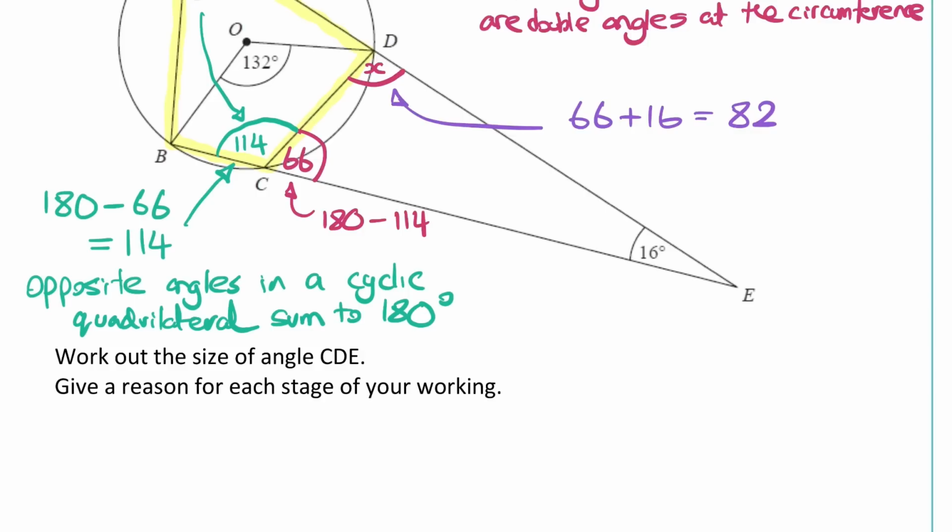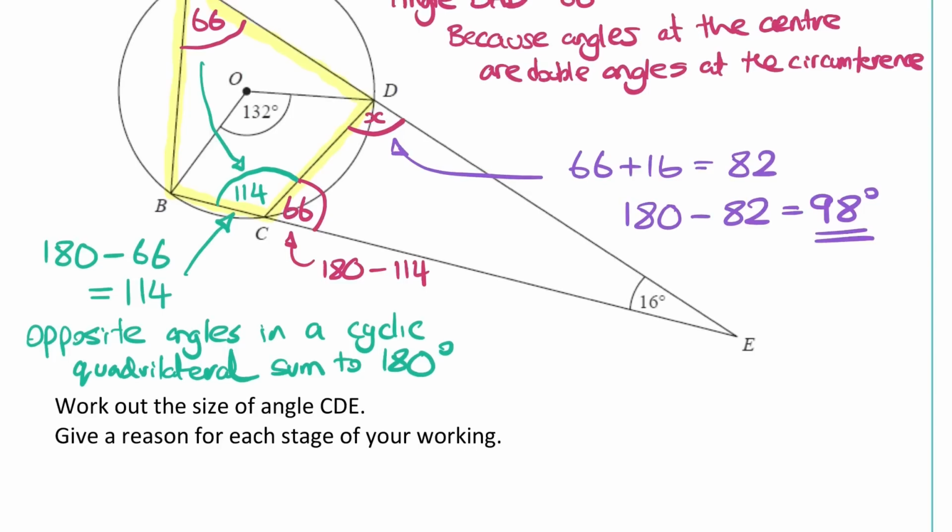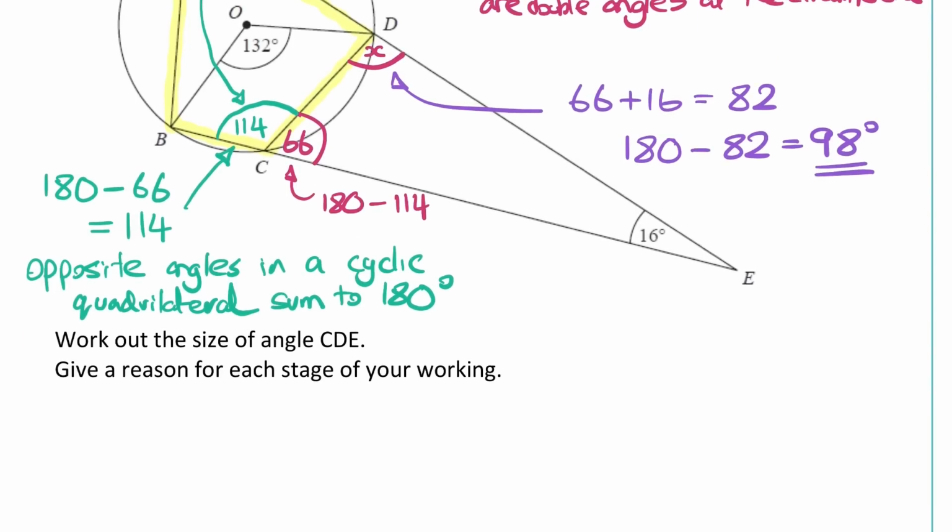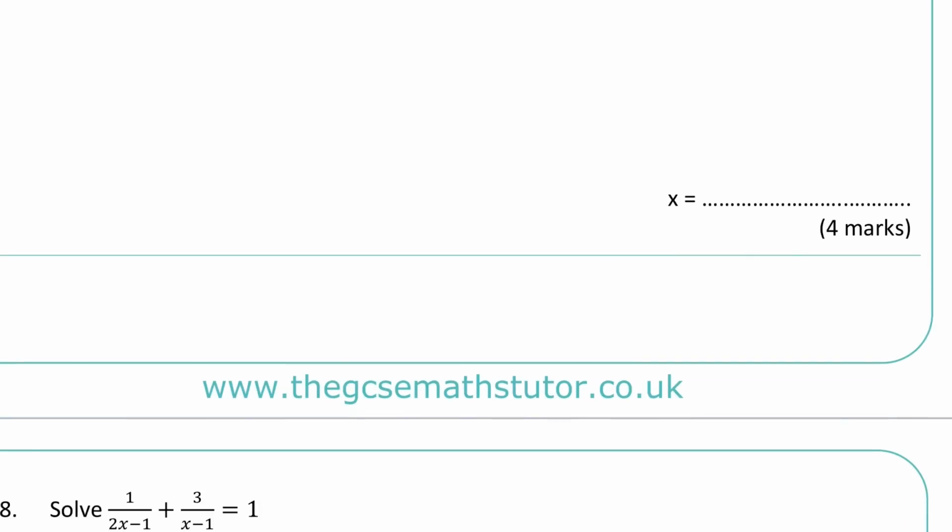And then take that away from angles in a triangle, which obviously total 180. So 180 take away 82 is equal to 98 degrees. And there we go, our final answer is 98. You could also write here that angles in a triangle, not a cyclic quadrilateral, as I was about to say, angles in a triangle equal 180. So there we go, final answer, 98 degrees, and we can write that on our dotted line, 98.